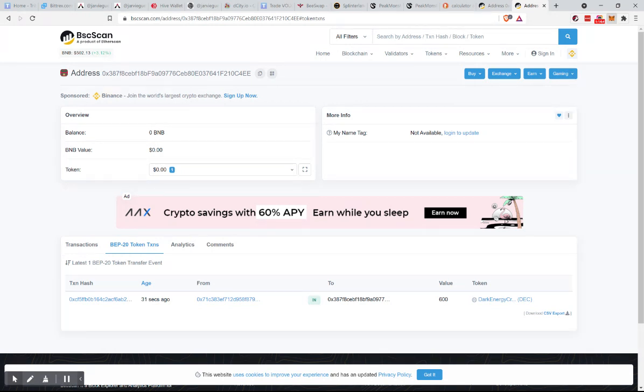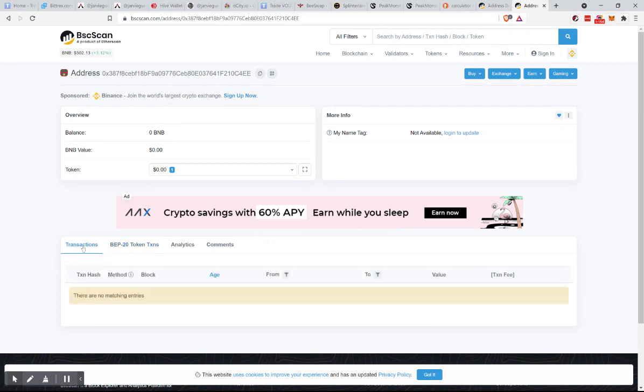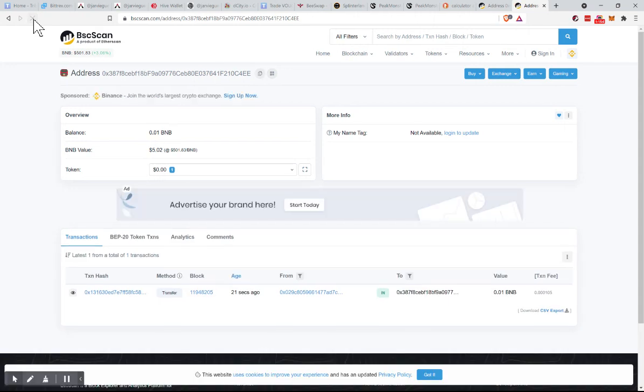All right, pending. Pending. Come on. And still not there. Almost. Done. Okay, so I think it should show up here under transactions. There we go. We have 0.01.